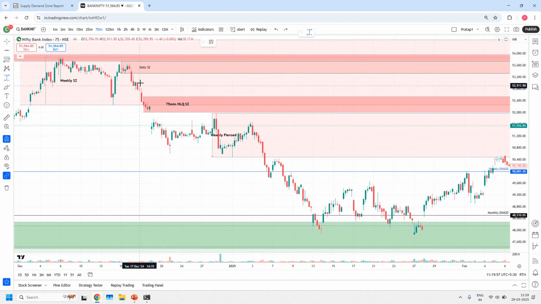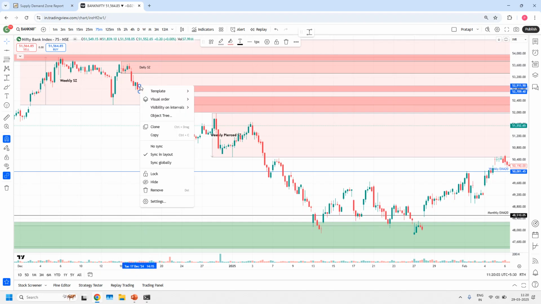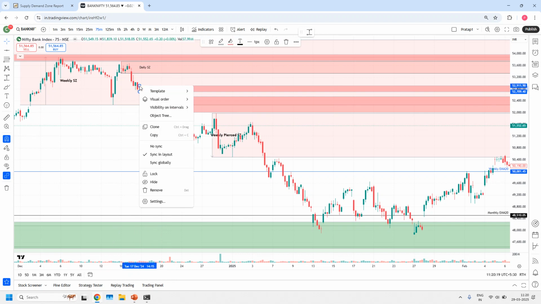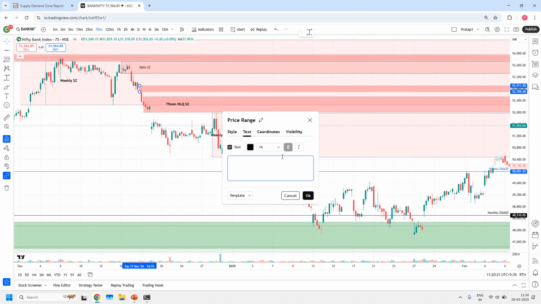You may ask a question, why am I drawing all these normal zones also? Because inside 75 there could be some high priority, high liquidity zones, maybe 5 minutes or 15 minutes. If those zones are there within these zones, we know they have a zone confluence. With zone confluence, the strategy might have a higher success rate. This is just a 75-minute supply zone.